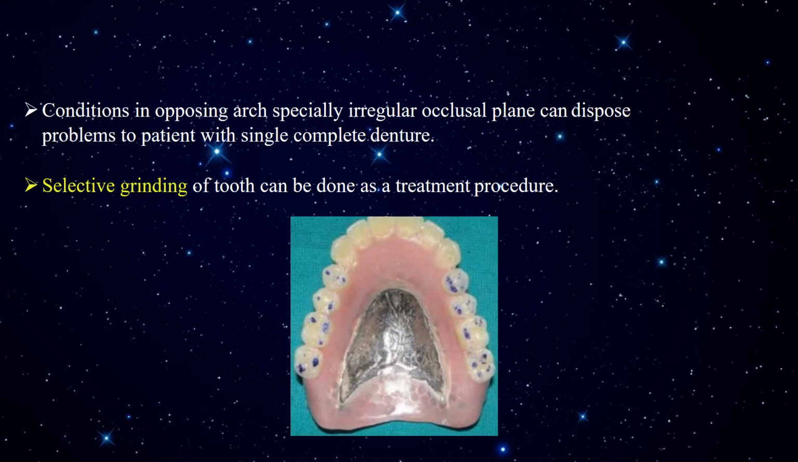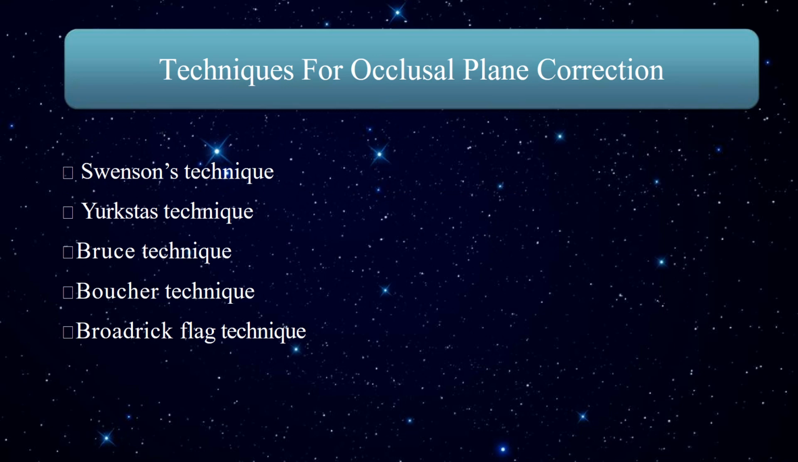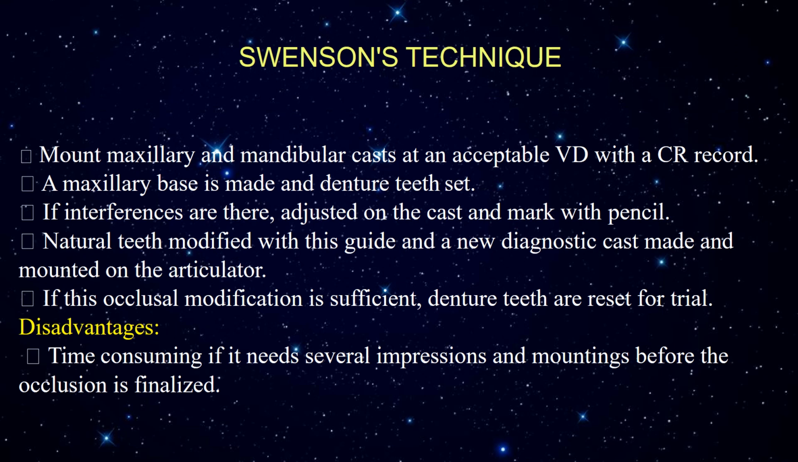So when we fabricate denture teeth, like when we are fabricating a single complete denture for the upper arch, we first need to correct the occlusal discrepancy in the opposing mandibular arch. There are various techniques for correcting occlusal discrepancies that have been advocated over the decades by Swenson, Eustace, Bruce, Boucher, and so on. Swenson's technique is basically that we do the jaw relation and mount the maxillomandibular casts at the acceptable vertical dimension. Then the denture base is made and the denture teeth are set.